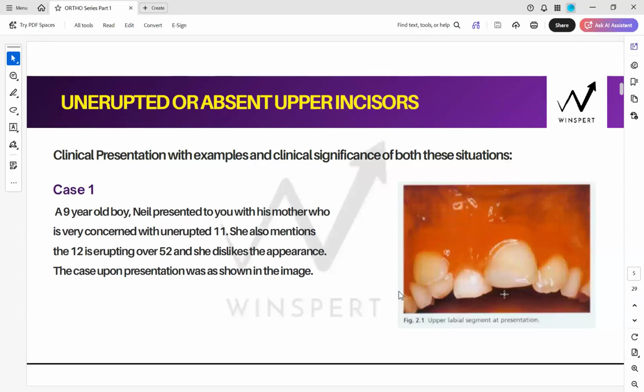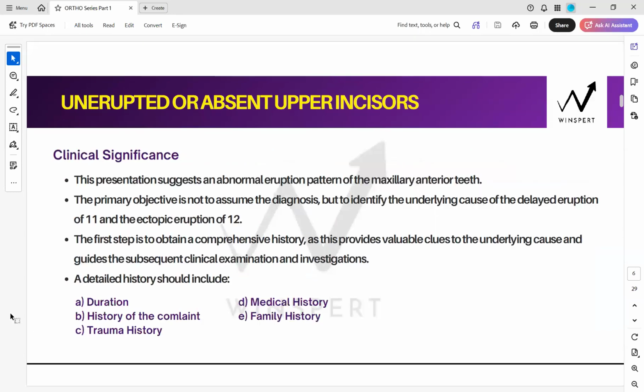Right? So now the clinical significance is that this presentation suggests an abnormal eruption pattern of the maxillary anterior teeth. It is 9 years of age, so the maxillary central incisors should normally have erupted at this age. That means it is a delayed eruption of 1-1, particularly when the contralateral central is already present. You all agree with that? And definitely it warrants further investigation.